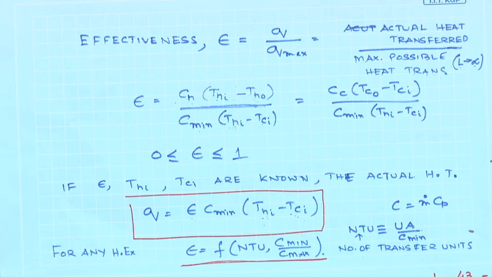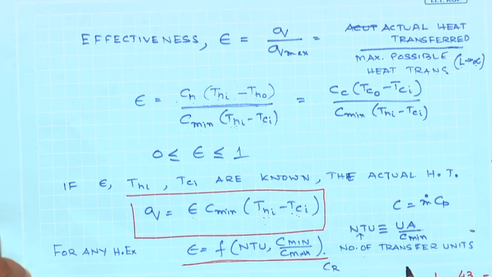So, the entire exercise that we are going to undertake in this part of the course is to find a relation for epsilon. For any heat exchanger, epsilon is going to be a function of NTU, where NTU is defined as the number of transfer units, UA by C minimum, and the ratio of C minimum by C maximum, which is sometimes also referred to as CR. The ratio is expressed as CR.